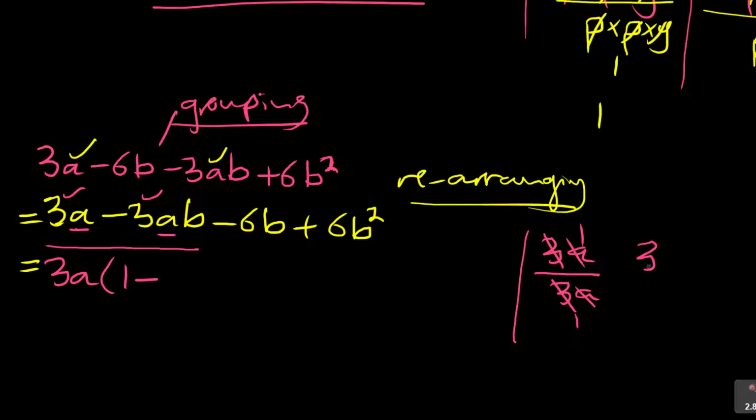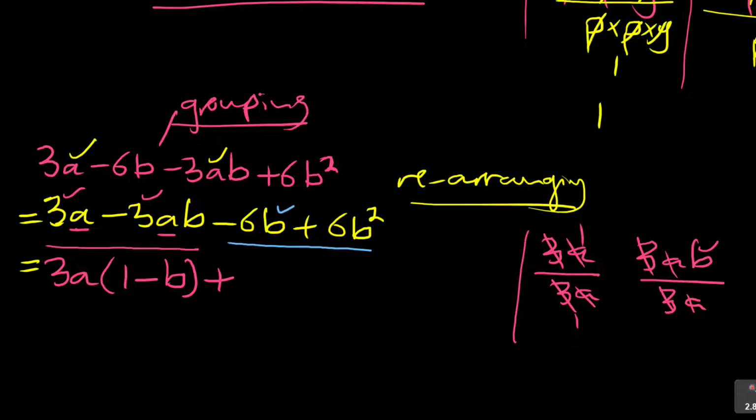It's 3ab over 3a. The 3 cancels, the a cancels, only b remains. So it's 1 minus b. Now when you're factorizing by grouping, you need a similar bracket, that is 1 minus b. But let's continue. You put a positive first.